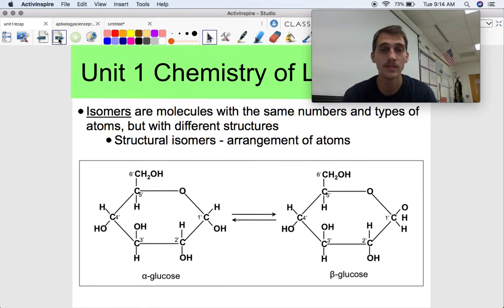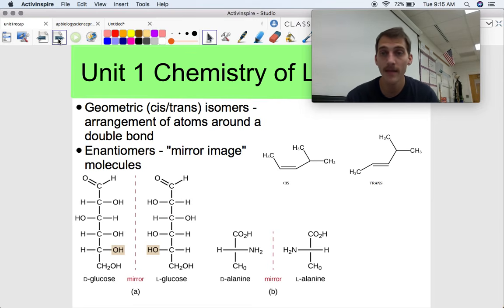The last part of 1.2 is about isomers, and isomers are molecules with the same numbers and same types of atoms, but with different structures. And there are a few different types of isomers that need to be known for the AP exam. The first of which is called structural isomers. Maybe you can find it yourself, but these 2 glucose molecules are both glucose. They are both C6H12O6. They have the same atoms, the same composition, but they are 2 different molecules. They are isomers of one another because of the arrangement of the atoms. There's a slight difference in the structure between these 2. Hence, these are what we call structural isomers.